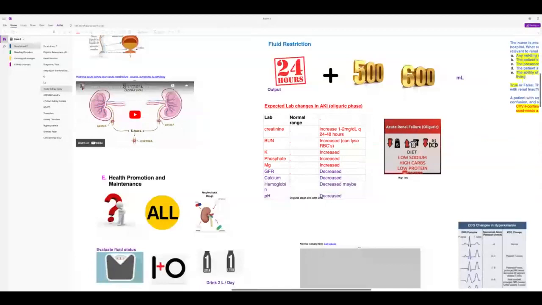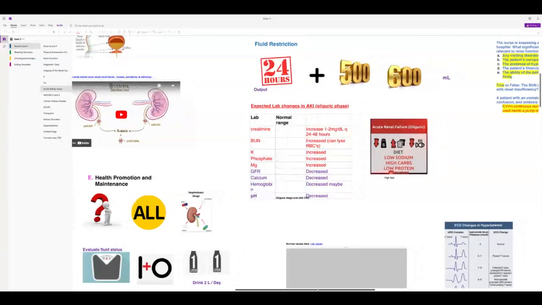Okay, so their bicarb is going to be down, their pH is going to be decreased, and if the pH is not normal, it's probably partially compensated. The PaCO2 is probably down as well. If the pH is normal and the PaCO2 and the bicarb are low, then it's fully compensated. And the patient will have Kussmaul's respirations.